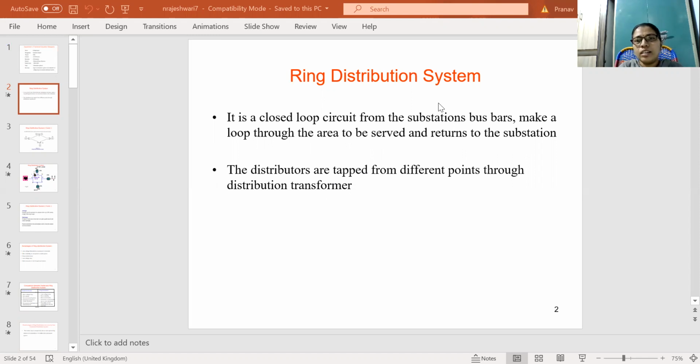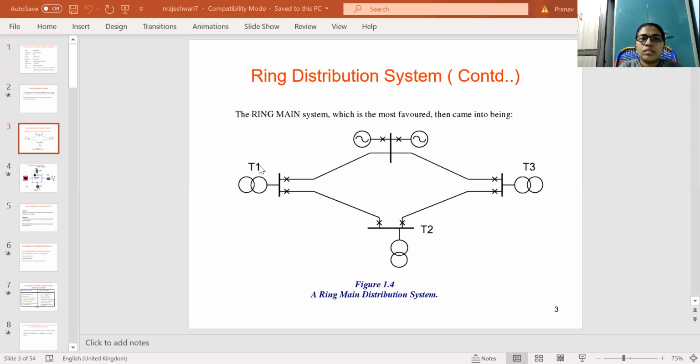In radial, one feeder and one distributor is connected at only one end. That is a radial distribution system. In that, we have some disadvantages, like cut off of supply. If any fault occurs on feeders or distributors, then the supply will be cut off. So, in order to eliminate those problems, we use the ring distribution system or ring main distribution system.